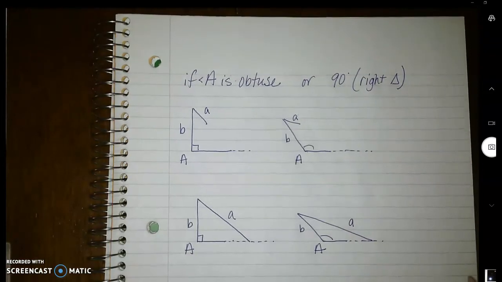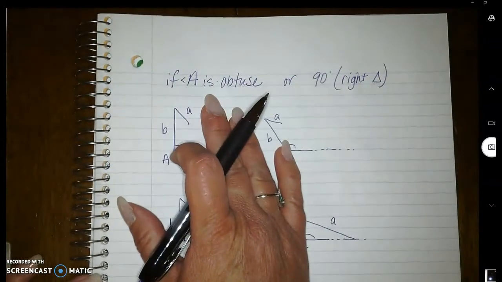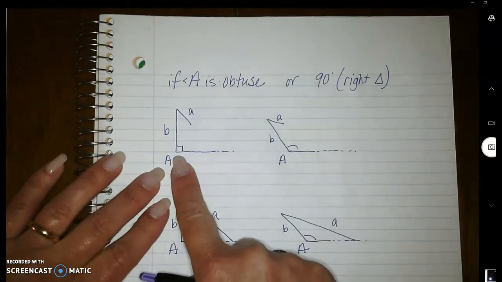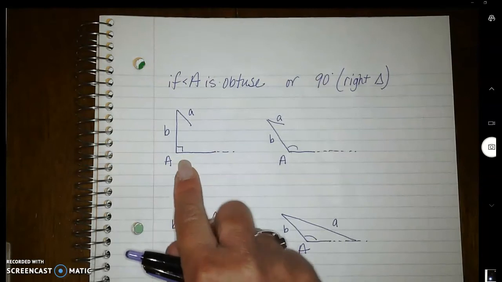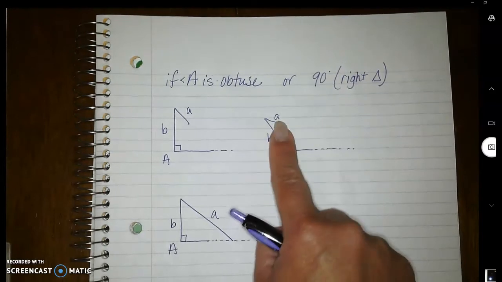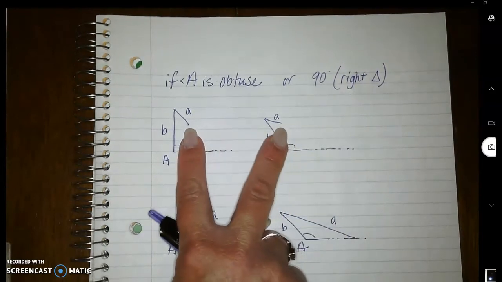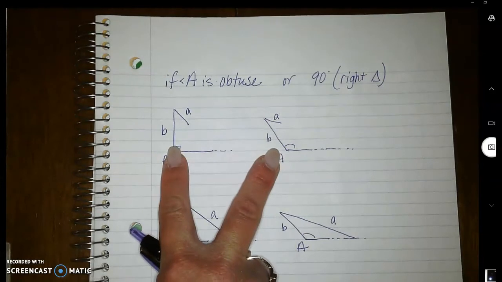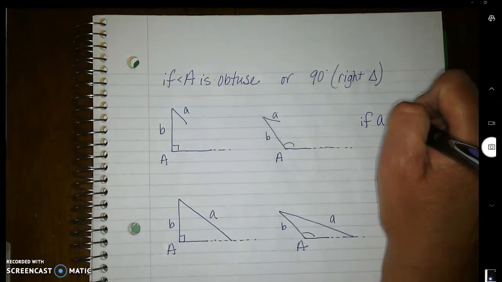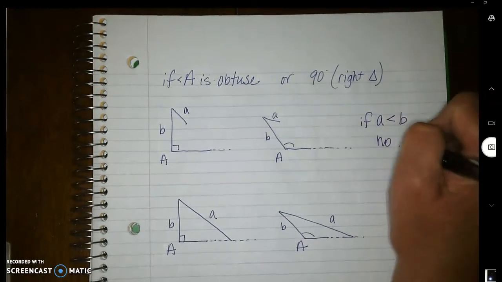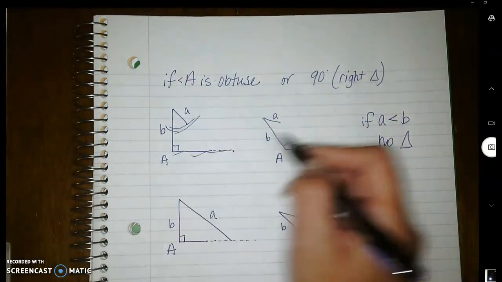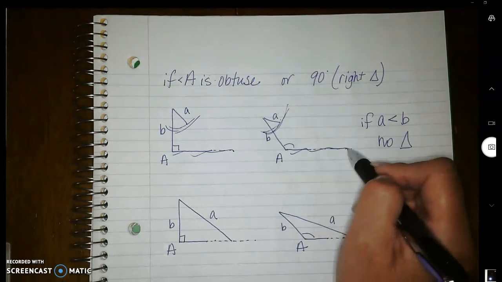The last thing that I wanted to talk to you about really quickly is what do you do if A is obtuse, or if it's a 90-degree angle. So if your angle A is a 90-degree angle, here's side B and here's side A. Or if it's obtuse, here's side B and here's side A. Notice that side A is shorter than side B. So if side A is less than side B, then you're not going to get a triangle at all. This can swing and swing and swing. It's never going to reach the bottom. This could swing and swing and swing, never reach the bottom.